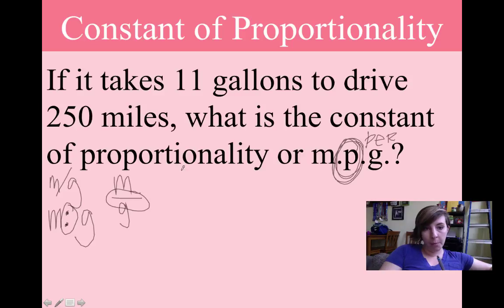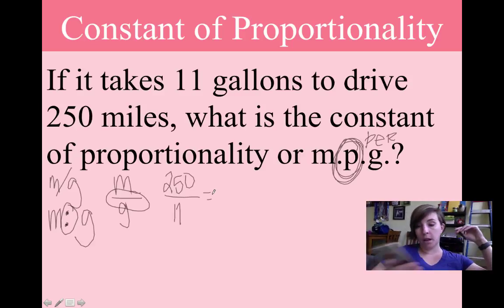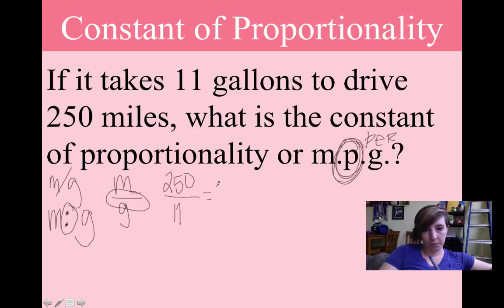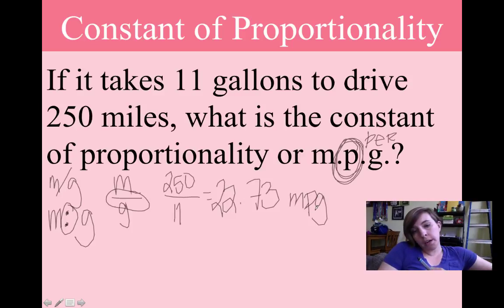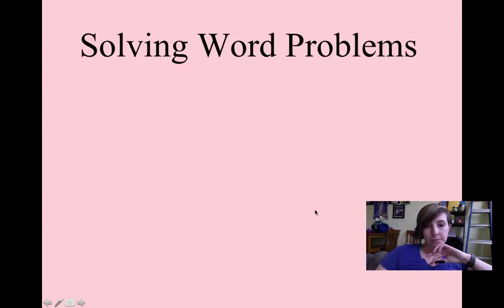So we have how many miles? 250 miles. And how many gallons? 11 gallons. To find a unit rate or the constant of proportionality, it's a really simple division problem. I'll pull out my handy dandy calculator. It will be 22.73 after I round it. So 22.73 is our miles per gallon. This car gets 22.73 miles per gallon, which is fine.